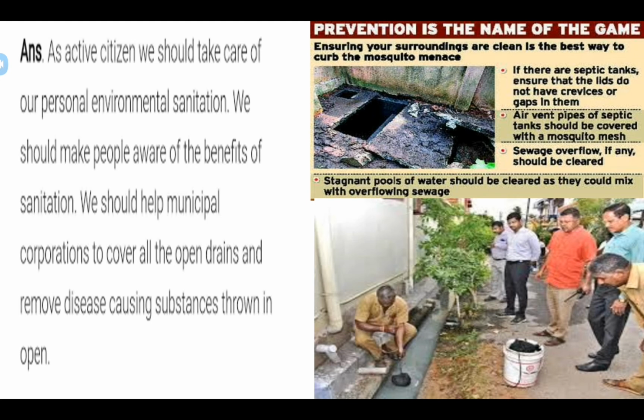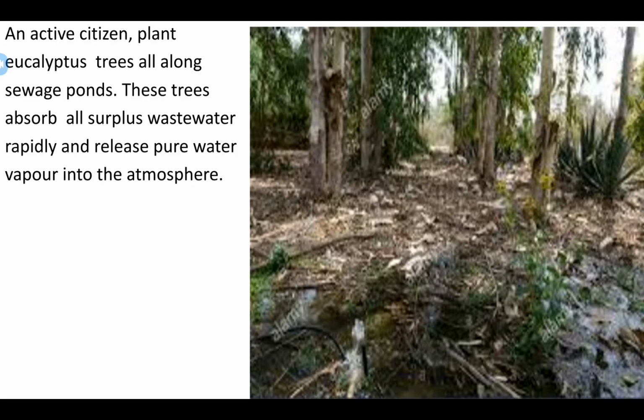So what do we have to do as an active citizen? We should take care of our personal environmental sanitation. We should make people aware of the benefits of sanitation. We should help the municipal corporation to cover all the open drains and remove disease causing substances from the open. Not only that, as an active citizen, we can do one more important activity.